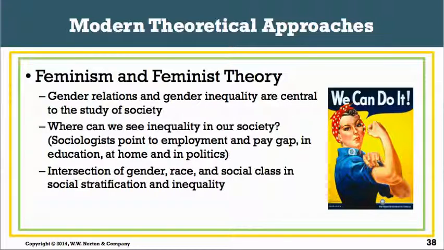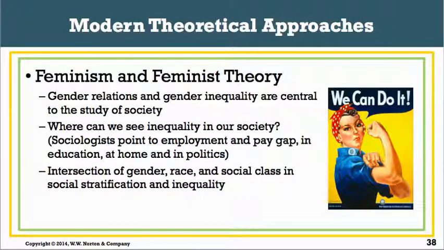Today, feminists also point to the intersection of gender, race, and social class, and social stratification and inequality. So, for example, they argue that women are not only discriminated against on the basis of their gender, but often on the basis of their race, ethnicity, sexuality, or religion. So women, all women, don't experience the world the same way.